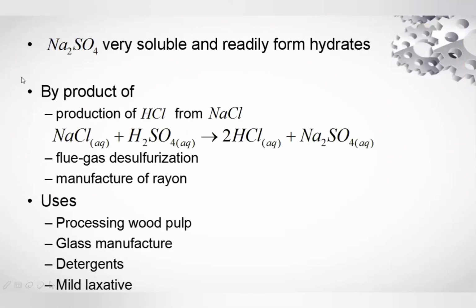Next, we go to the sulfates. Sodium sulfate is very soluble and readily forms hydrates. Sodium sulfate is the byproduct of the production of hydrogen chloride from sodium chloride. Here sodium chloride will react with acid sulfate to form hydrogen chloride and sodium sulfate as a byproduct. We can also get sodium sulfate from flue gas desulfurization and the manufacture of reagents. The uses of sodium sulfate are processing wood, pulp, glass manufacture, detergents, and as a milk laxative.